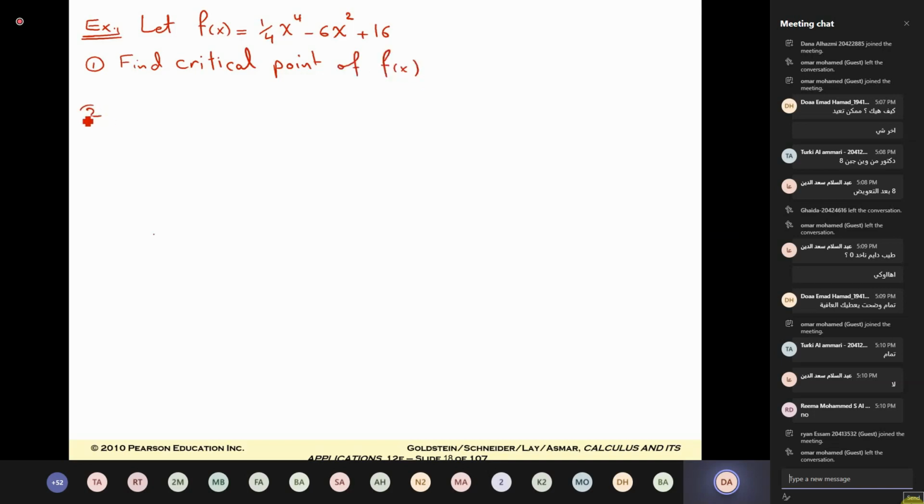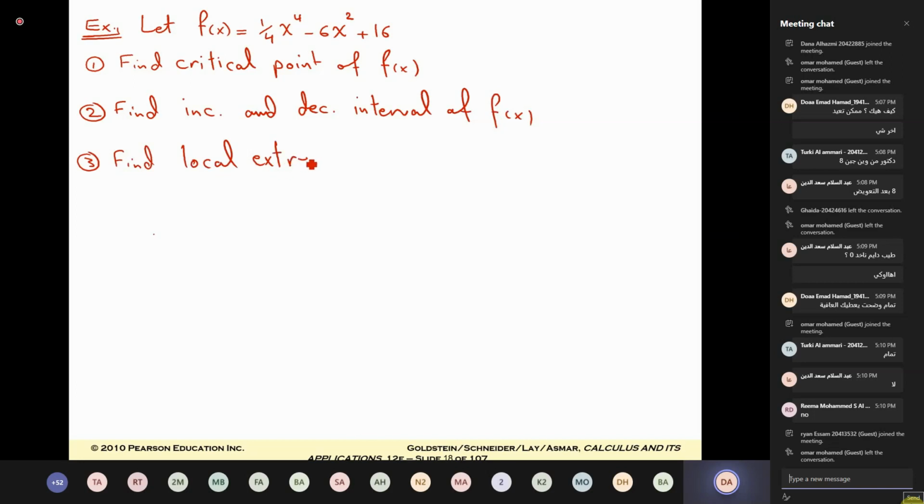Number 2, find increasing and decreasing interval of f of x. Number 3, find local extrema of f of x.